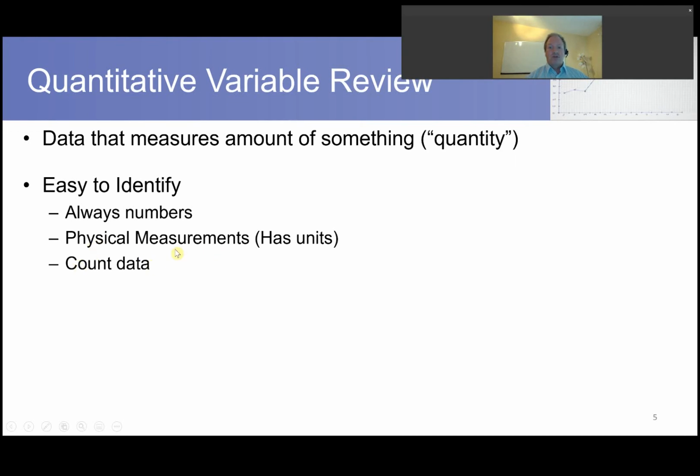In other words, we're measuring some physical quantity like pressure, height, temperature, length, or we have count data, number of students in the room, number of cars in a parking lot. And the overall characteristic of both of these is that they have units. So count data has units. There are 29 cars in the parking lot. Each one is a unit, one car.